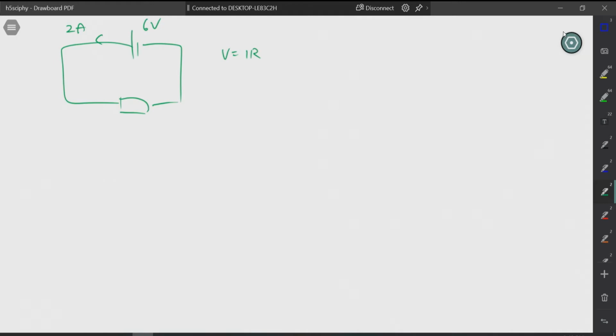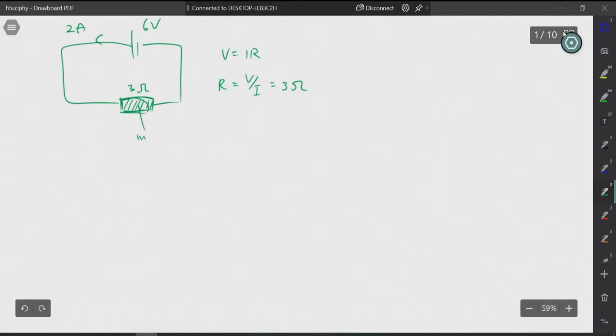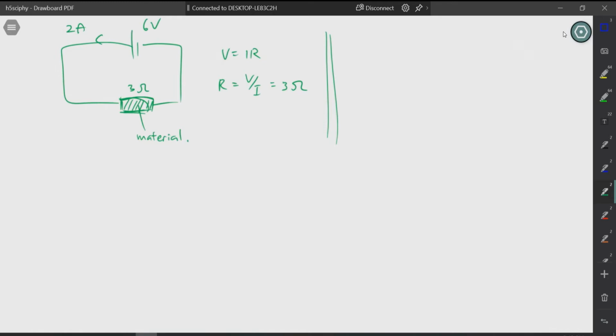Okay, so with that I actually can find the resistance of this resistor, right? So R equals V over I, which is actually 3 ohm. So this is 3 ohm. Now what actually causes this thing to have 3 ohm? It could be the wiring inside, it could be the material that this resistor uses when it's manufactured. Okay, so talking about material, we then realize that different materials have different levels of conductivity or resistivity.